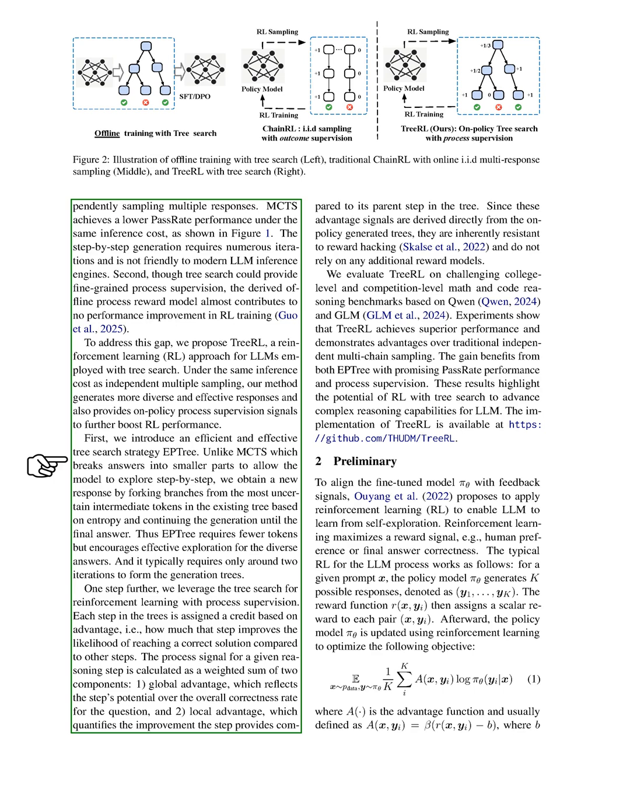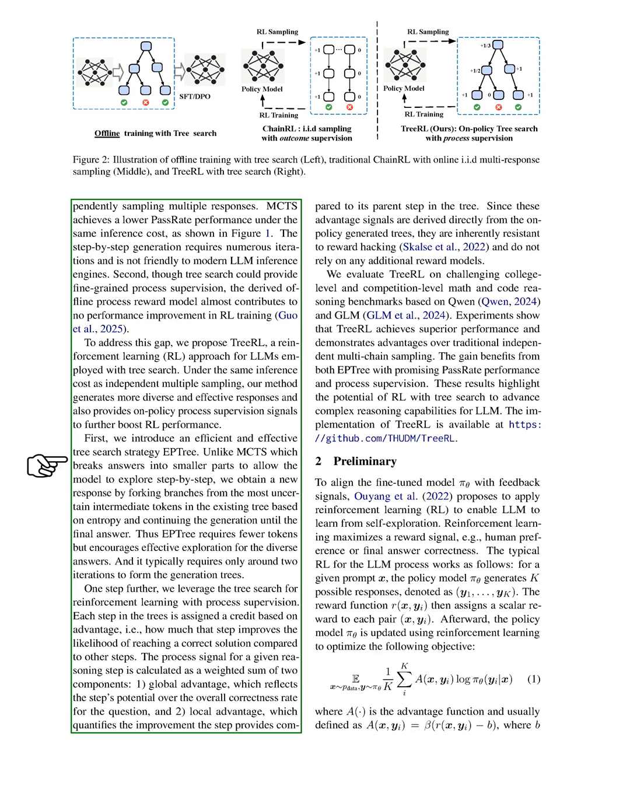We introduce an efficient tree search strategy called EP-tree. Unlike MCTS, which breaks down answers into smaller parts, EP-tree generates new responses by branching from the most uncertain tokens in the existing tree and continues until reaching a final answer. This approach requires fewer tokens and encourages effective exploration, typically needing only about 2 iterations to create generation trees.